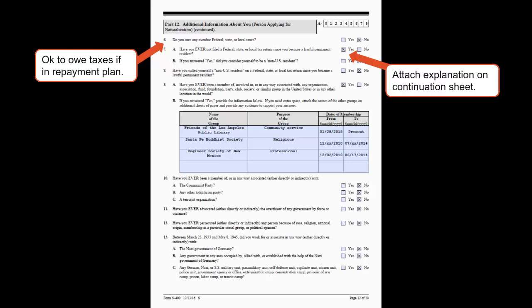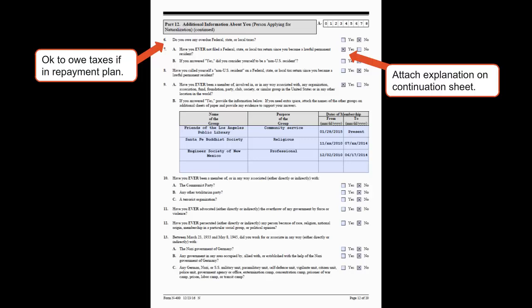Questions 6 and 7 pertain to taxes, which can affect many of the applicants. Question 6 asks if the applicant owes any taxes. This is okay if the applicant is on a repayment plan, and he or she will have to show that their repayment plan is current and active by providing a letter from the IRS.